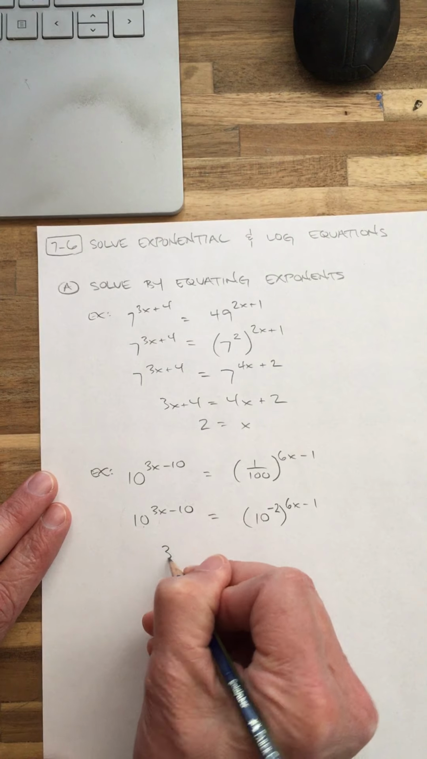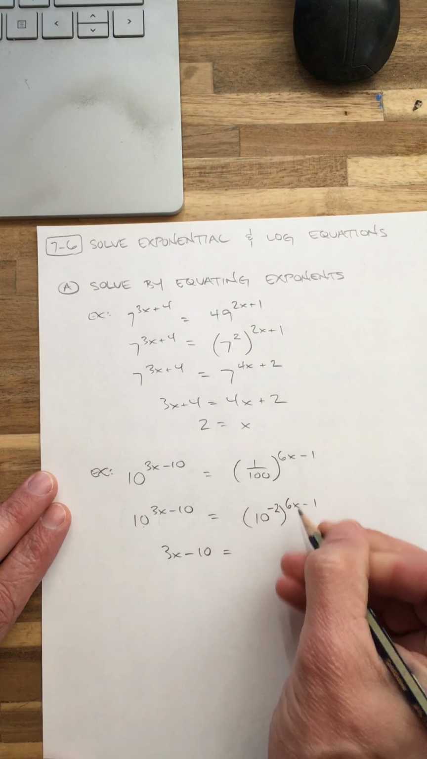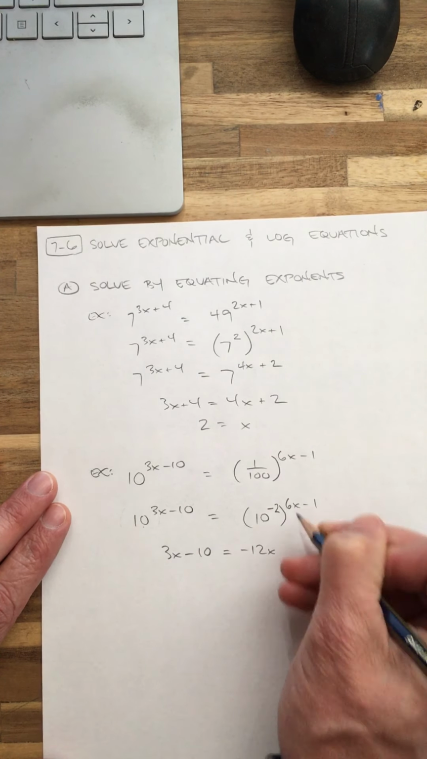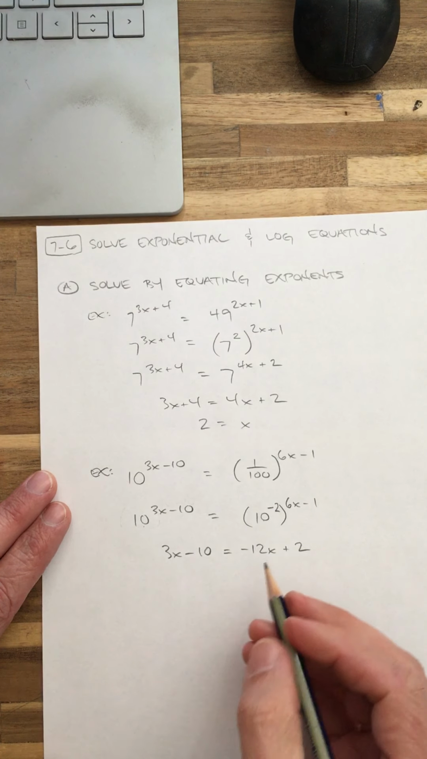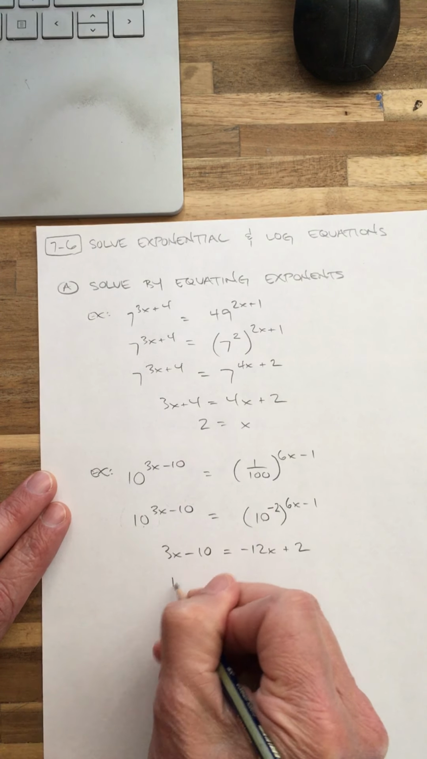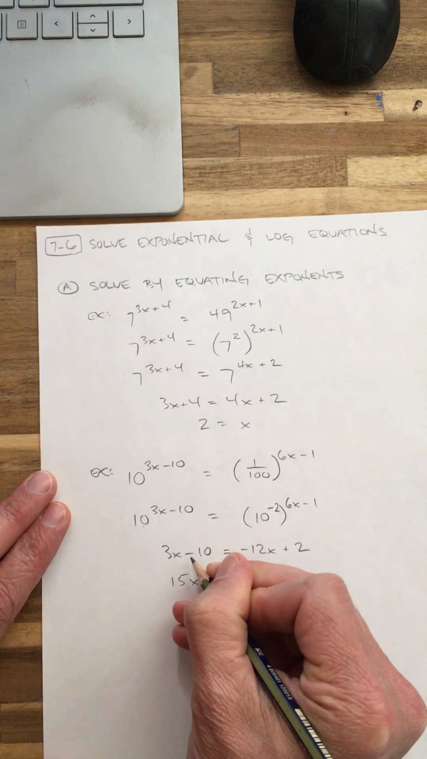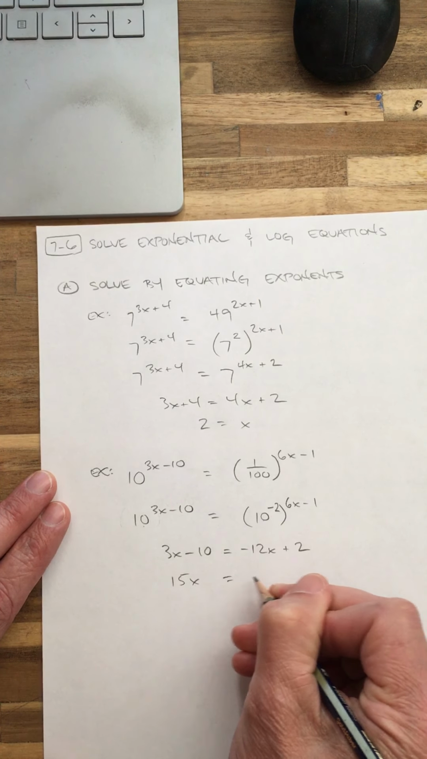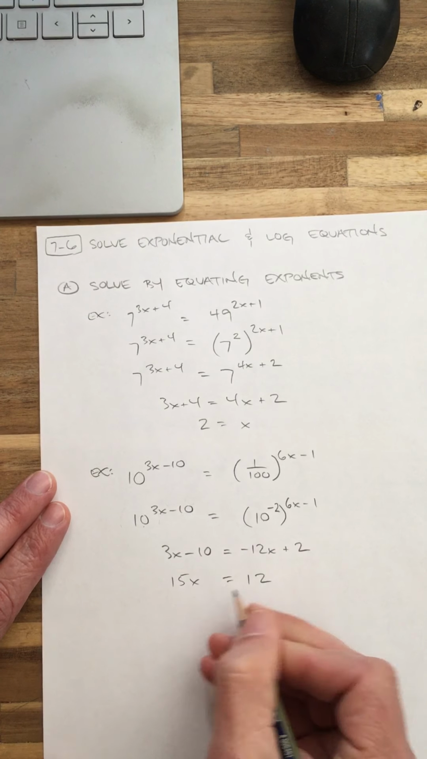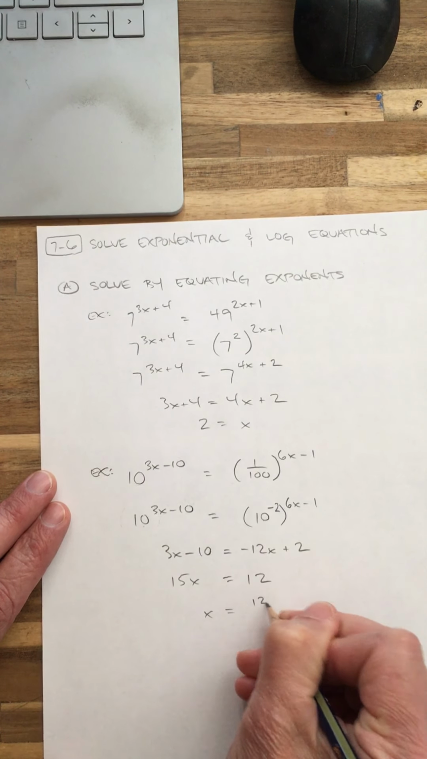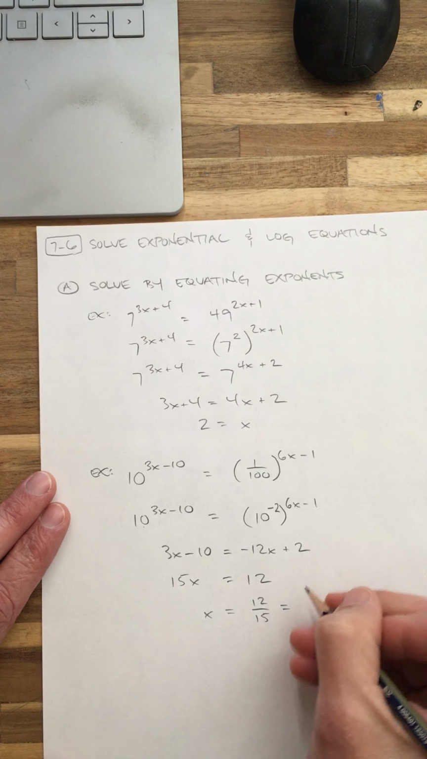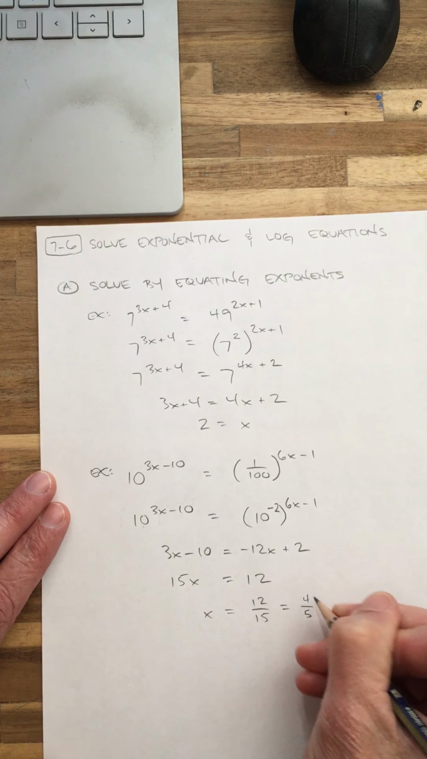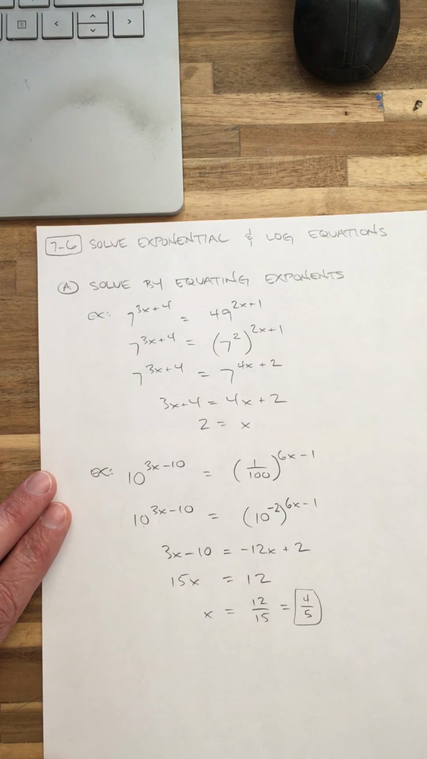So now I can say 3x minus 10 is equal to negative 12x plus 2. All right. And now just add the 12x, you get 15x equals, add the 10, you get 12, and then divide by 15. So x equals 12 over 15, which they're both divisible by 3, so that's going to be 4 over 5. X equals 4/5. Okay?